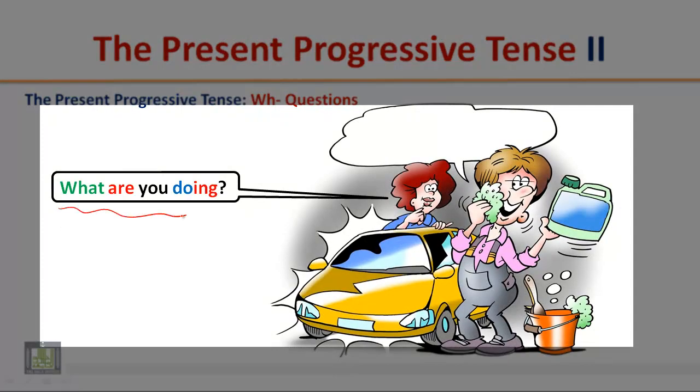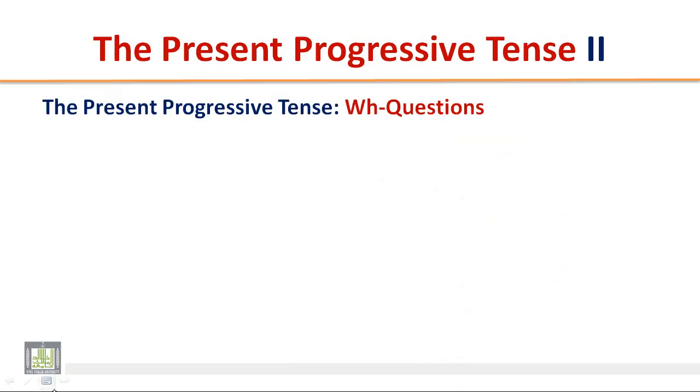What are you doing? I'm washing my car. The present progressive tense, WH questions.